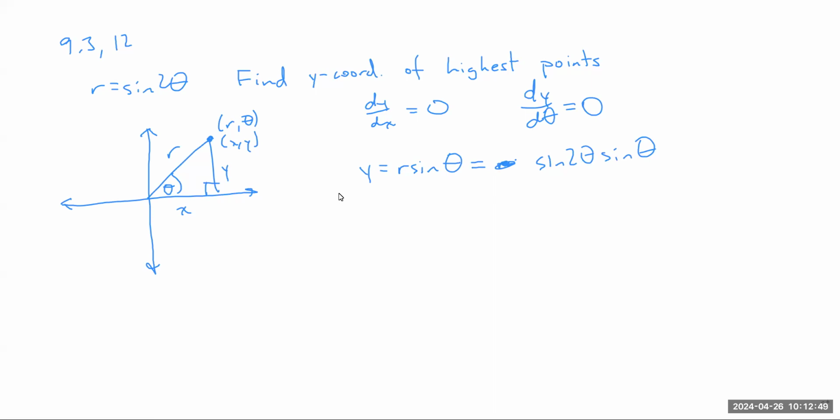So we're good with the logic of why we're approaching it this way. Okay. So what's that derivative going to be? What is dy d theta? What's the derivative of sine 2 theta? 2 cosine 2 theta times sine theta plus sine 2 theta cosine theta.